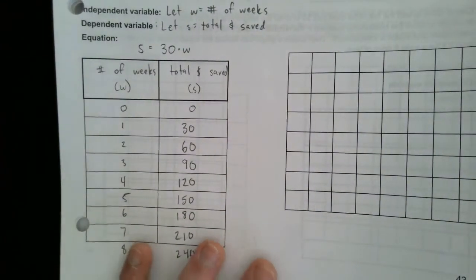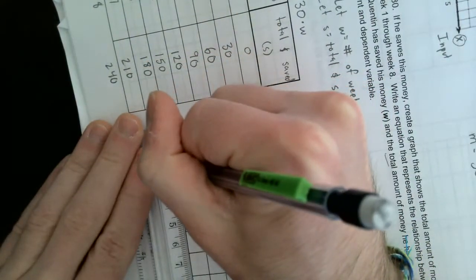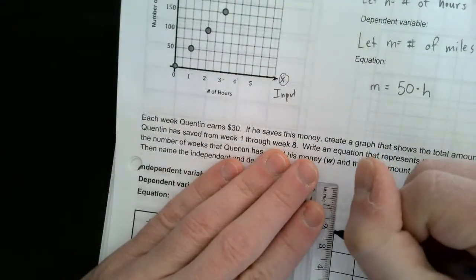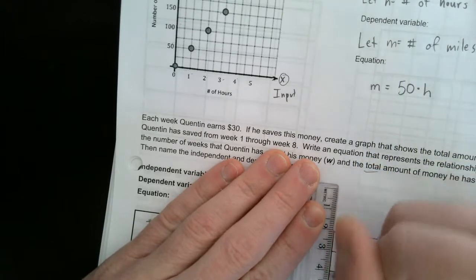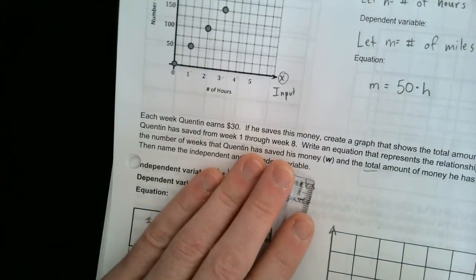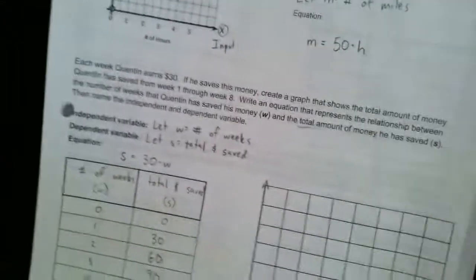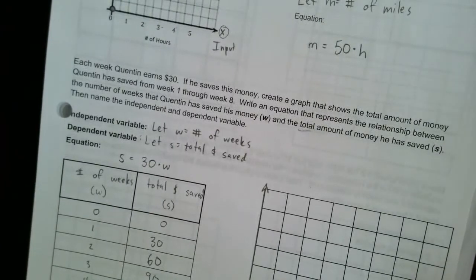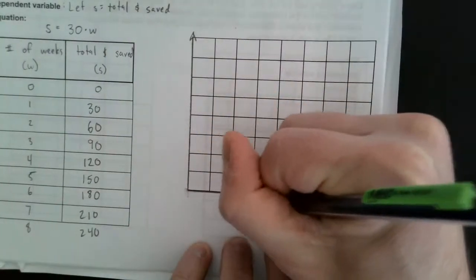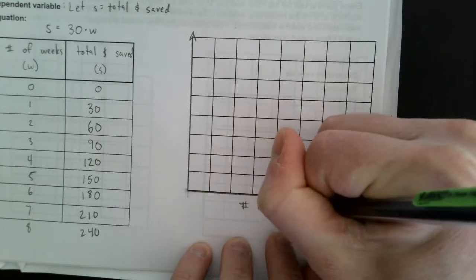Just like I did last time, I'm actually going to darken these lines in slightly. You don't have to do this, but it just helps show the axes a little bit better. I think that worked out okay. All right, so we've got to think about which goes where. This is the x-axis. This is where the input goes. This is going to be number of weeks.